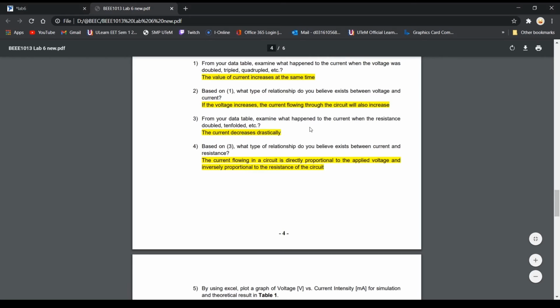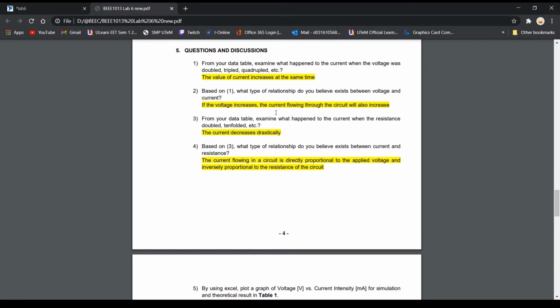So moving on to number 2, based on 1, what type of relationship do you believe exists between voltage and current? So the relationship between voltage and current is, if the voltage increases, the current in the particular circuit will also increase. Next, from your data table, examine what happened to the current when the resistance doubled to tenfold.